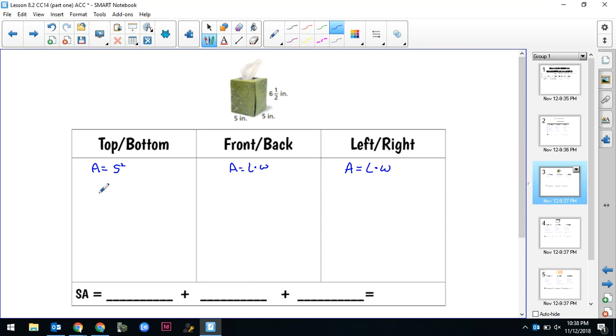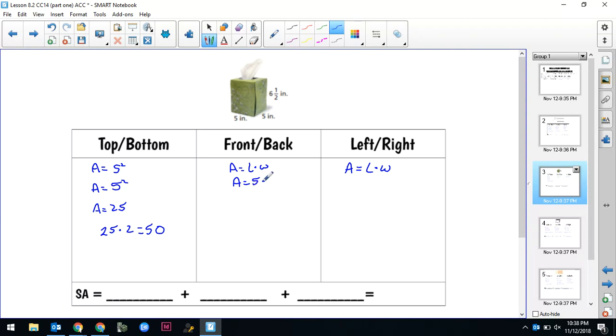Okay, so for the top and the bottom, both sides are 5 inches. So we're going to substitute in 5 squared, and our area is 25. We'll double that for the top and the bottom to get 50.